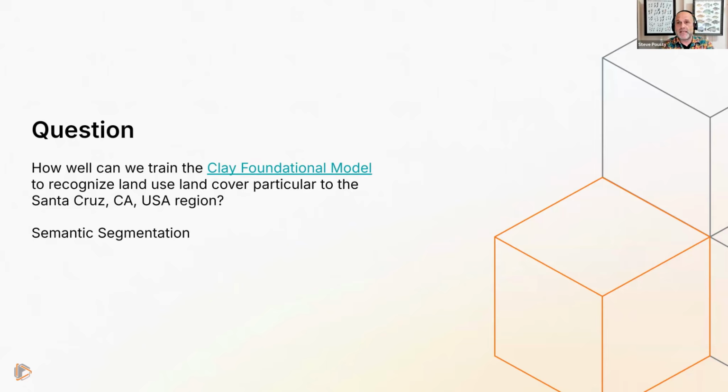And I'm going to do semantic segmentation. For those of us in the remote sensing community from long ago, semantic segmentation is another way of saying I'm going to create a land use land cover map, right? I'm going to take every pixel and assign it to some category. We used to do that all the time.